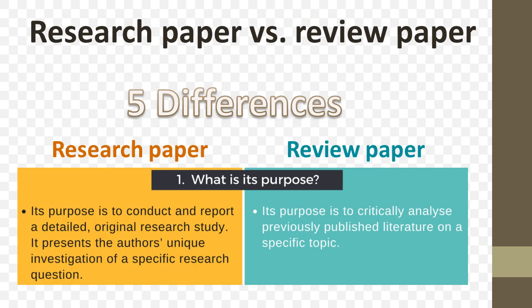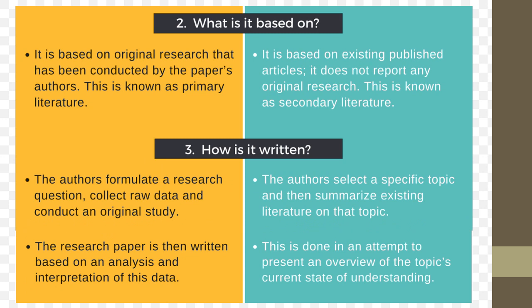Now, let's look at the 5 differences between a review paper and a research paper. The first difference lies in the purposes. The purpose of a review paper is to critically analyze previously published literature on a specific topic, while the purpose of a research paper is to conduct and report an original research study. The second difference lies in what they are based on. A review paper is based on the published articles, while a research paper is based on the original research.